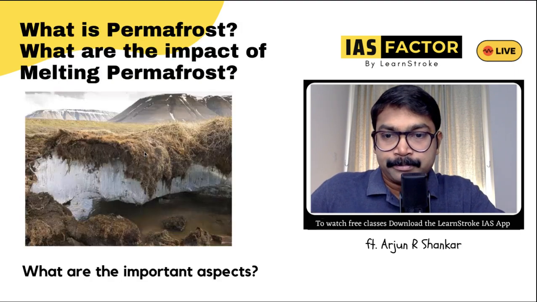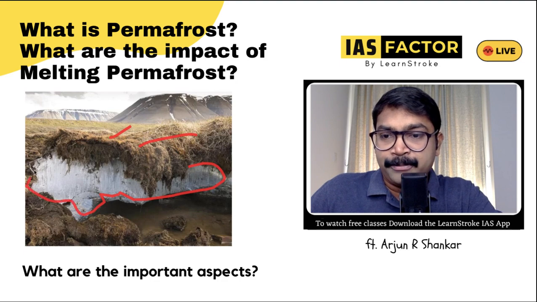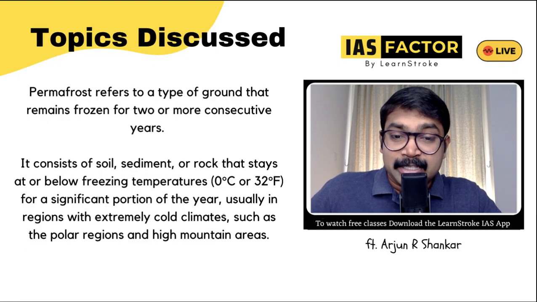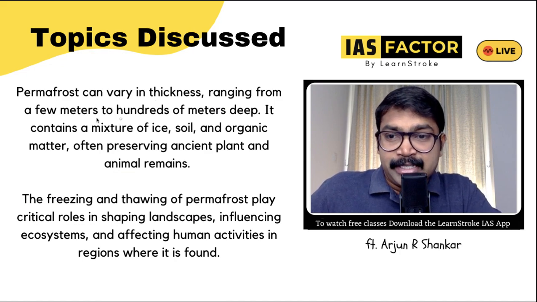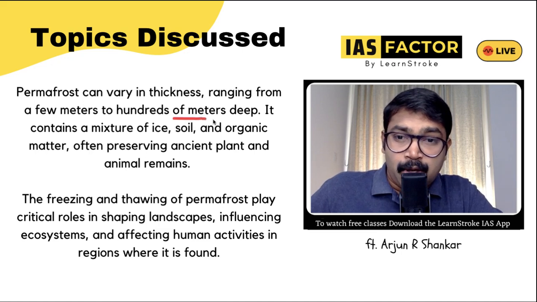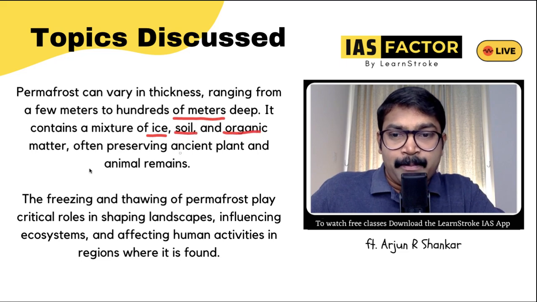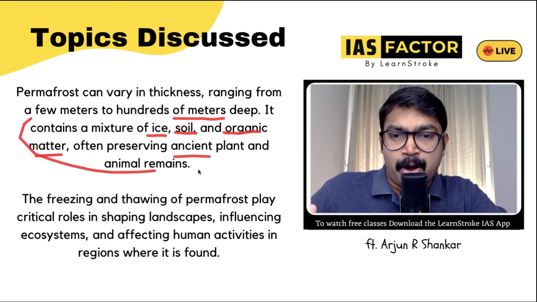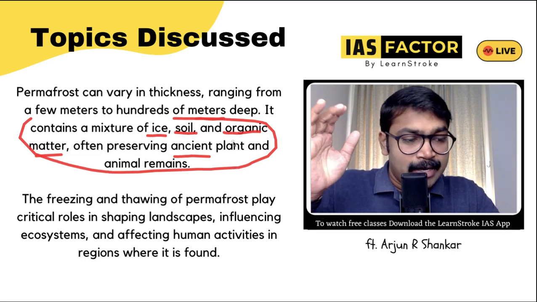Take a look at this. You can see the soil, the sediment, and the ice. It has rock which has frozen. You can see that for more than 1 or 2 years, it is the same combination. This is permafrost. Permafrost can vary in thickness, ranging from a few meters to 100 meters or deeper. It contains what? Mixtures of ice, soil, and organic matter, often preserving ancient plants and animals. This statement is very, very important. This is what defines permafrost: ice, soil, organic matter, ancient plant and animal remains.